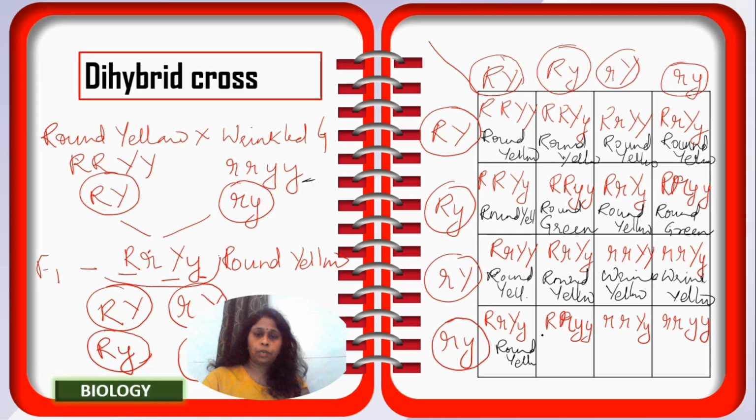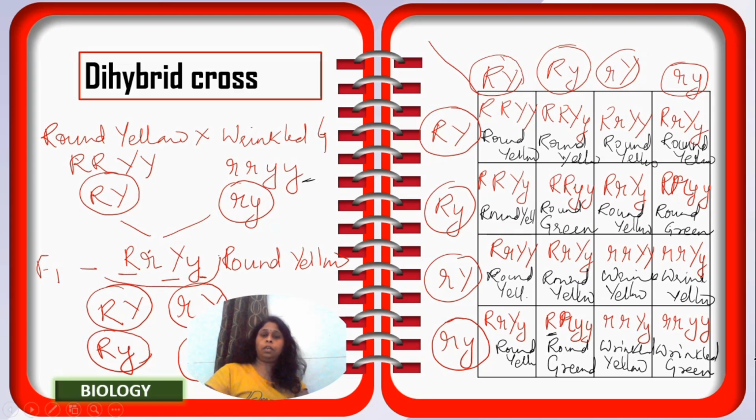Capital R, small r, one is dominant, so round. This is small y, right? Small y is recessive, related to green, so round green. Then small r is recessive, that is wrinkled. Capital Y, this is yellow, wrinkled yellow. And small r small y, these are all recessive, so we can write wrinkled green.